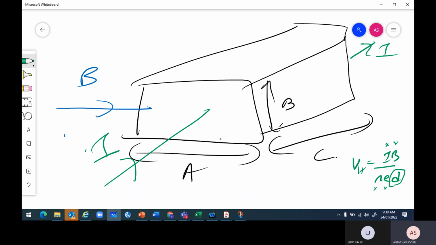In this case, which represents the D here? A, C, B? Which is supposed to be replacing the D here? For this diagram, it should be A. So for this diagram, the VH must be IB over NEA. Should be A, right?